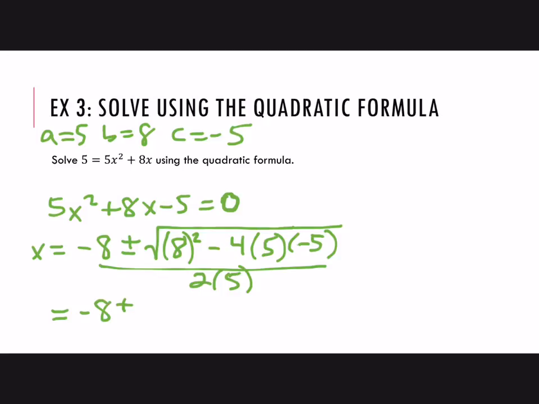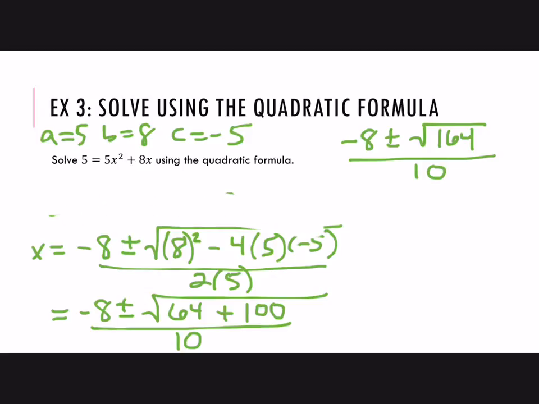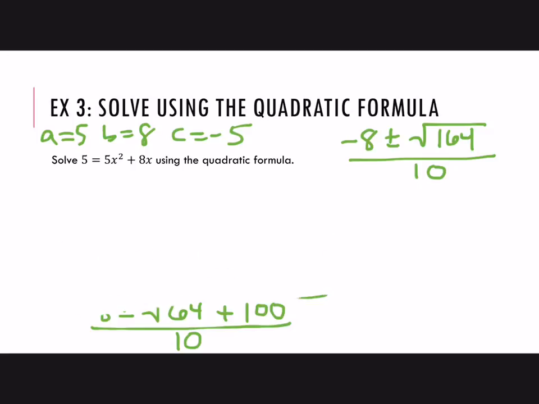Okay, so simplifying inside the square root, 8 squared is 64, and then negative 4 times positive 5 times negative 5 is going to be a positive number. 4 times 5 is 20, 20 times 5 is 100, and that's divided by 10. Okay, so we have negative 8 plus or minus square root of 164 divided by 10. Now I do need to work on simplifying the square root. What is the square root of 164? All right, so let's factor 164.